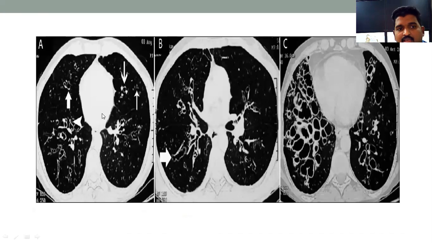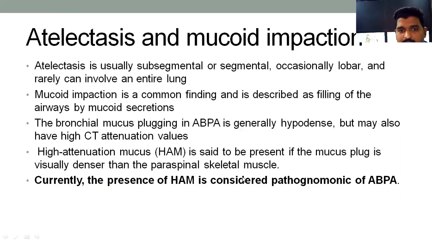Same thing. You could see a bronchiectasis involving the central region. You could see the central bronchiectasis. You could see all these things. Extensive bronchiectasis, cystic bronchiectasis. See this ABPA. And this was the point I was describing. The presence of high attenuation mucus because of the dense mucus plug, which is visually denser than the paraspinal skeletal muscle. You can compare the skeletal muscle. That mucus is so much denser than the paraspinal skeletal muscle. So that is indirectly pathognomonic for ABPA. But you may not see this finding in all the patients.